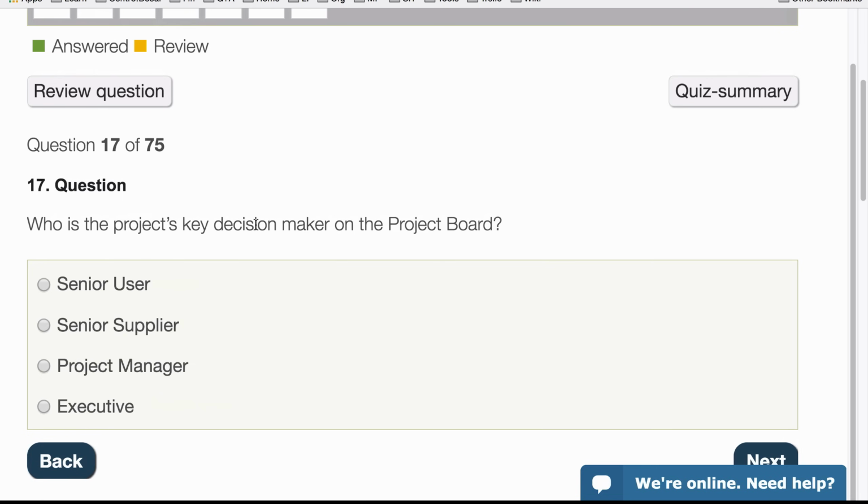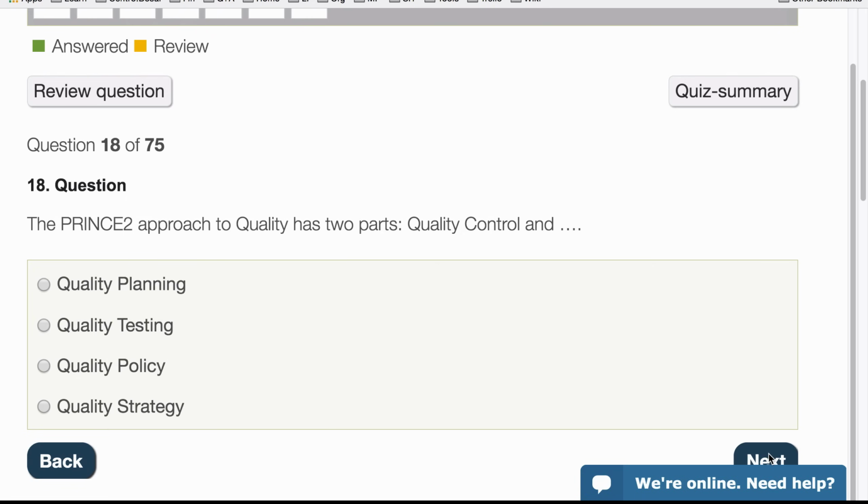Next, 17. Who is the project's key decision maker on the project board? So who's the main person, the main role? Senior user, well, they represent the user. Senior supplier, project manager is not on the project board, so that would be the executive. And it's not a democracy. The executive has the final say.